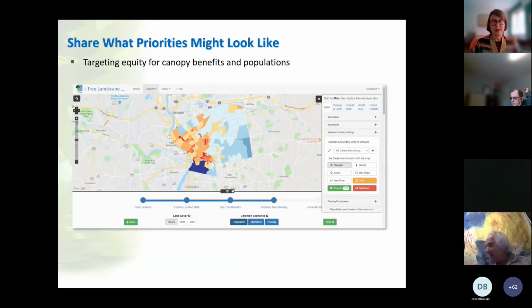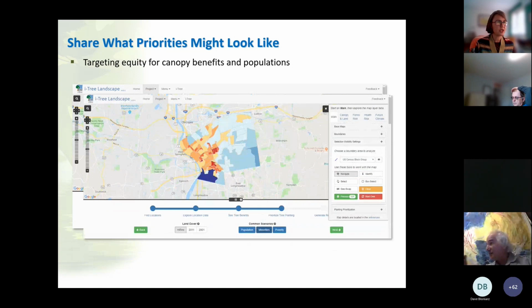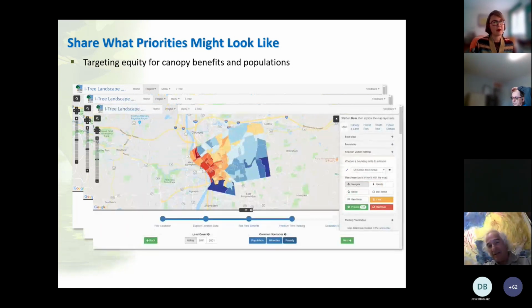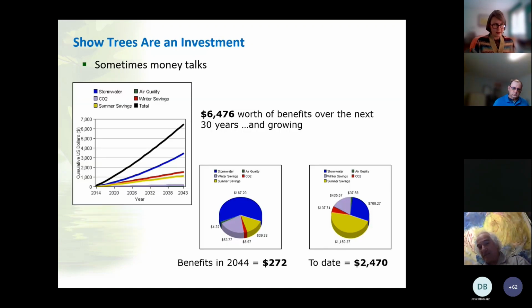The other feature that Landscape brings to the table then again is those priorities. So whether you're trying to target certain populations or different goals for looking forward, whether you're looking at distribution that you want to make sure includes equity, or if you're looking for particular areas where public health is at greater risk, that can be accomplished with the prioritization scenarios within Landscape.